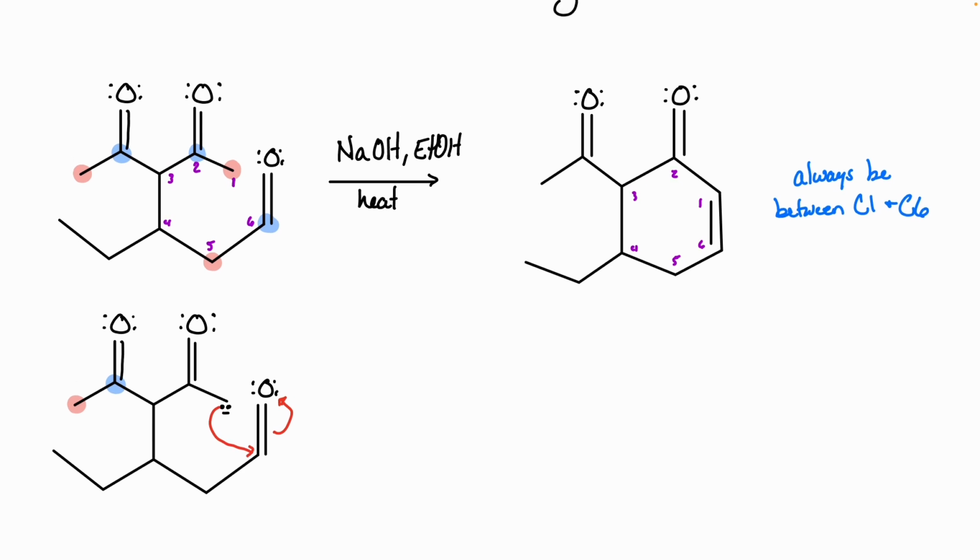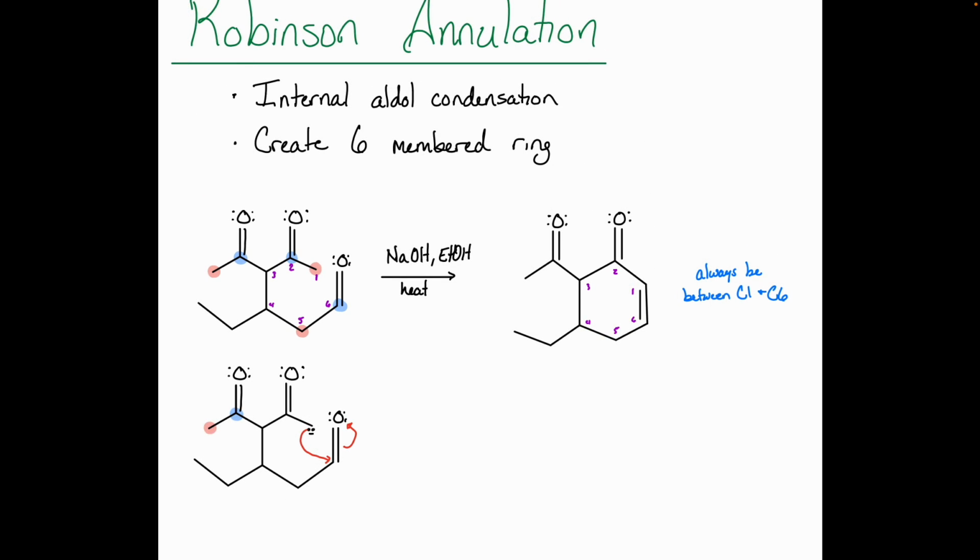So our Robinson annulation reaction is an aldol condensation reaction, but an internal aldol condensation. An alpha carbon from one half of your molecule reacts with a carbonyl carbon in the other half of the molecule. It will always form a 6-membered ring here. So what you're going to do is look for this 6-carbon spacing between an alpha carbon and a carbonyl carbon. That's your ring that will form, right?